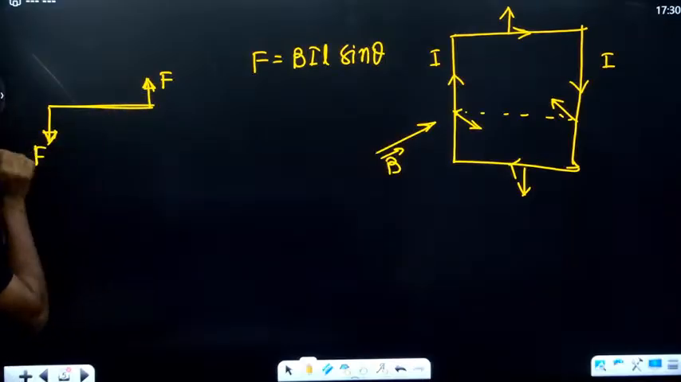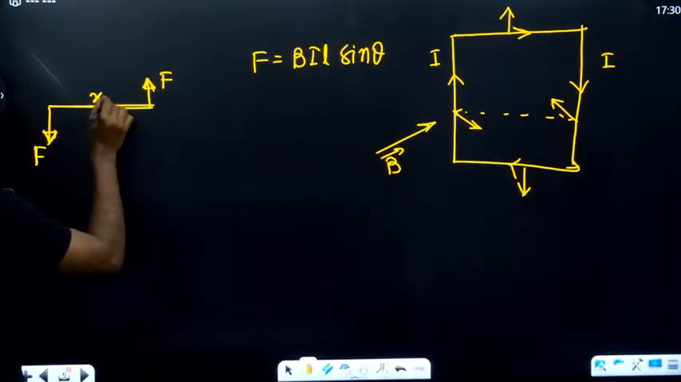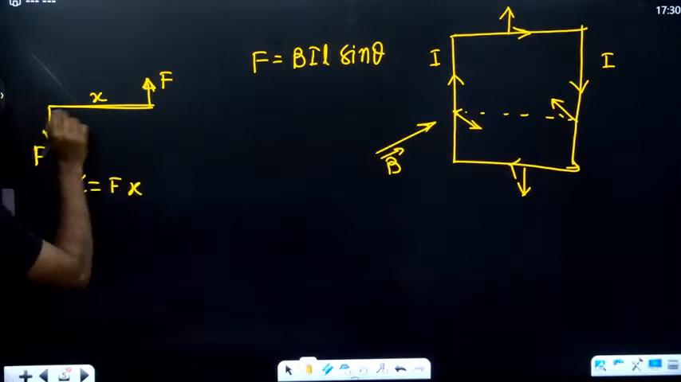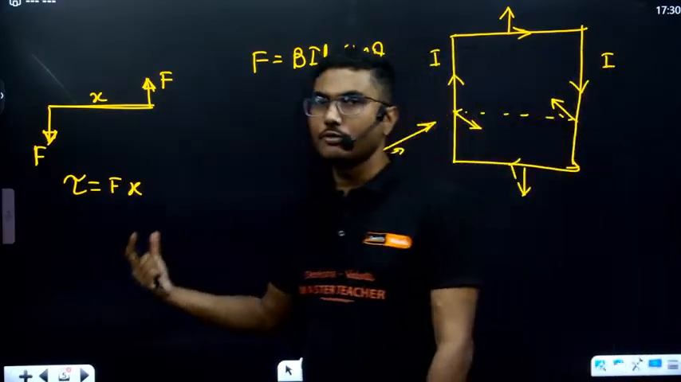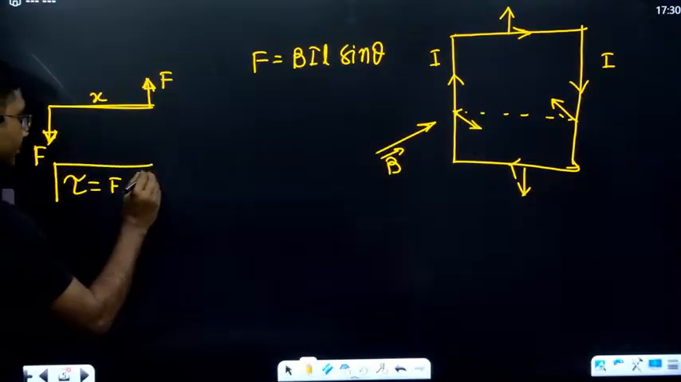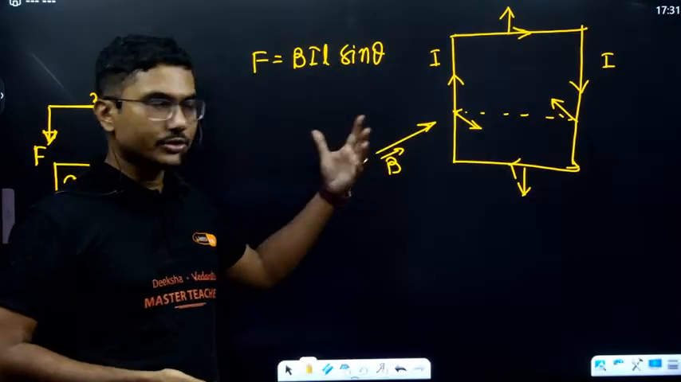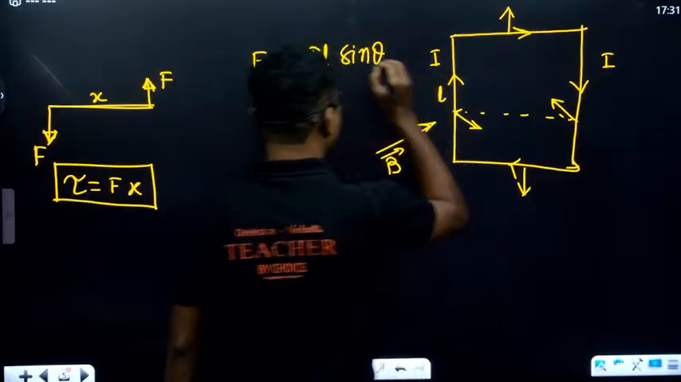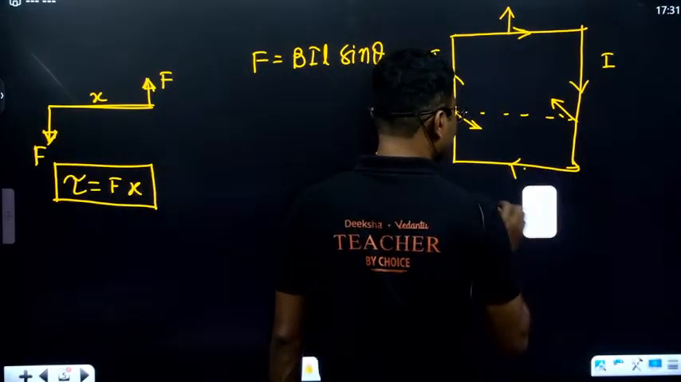So what happens to these two forces? The distance between them is, say, x. Then the torque is given by force into the distance between the two forces. This is called moment of force or torque. Something that you have learned in your first PUC. That concept we have applied in the electrostatics chapter as well. Here also we will apply. Suppose the length of this wire is L. That L is coming over here. This is the breadth of the rectangle. So suppose this breadth is given by B.